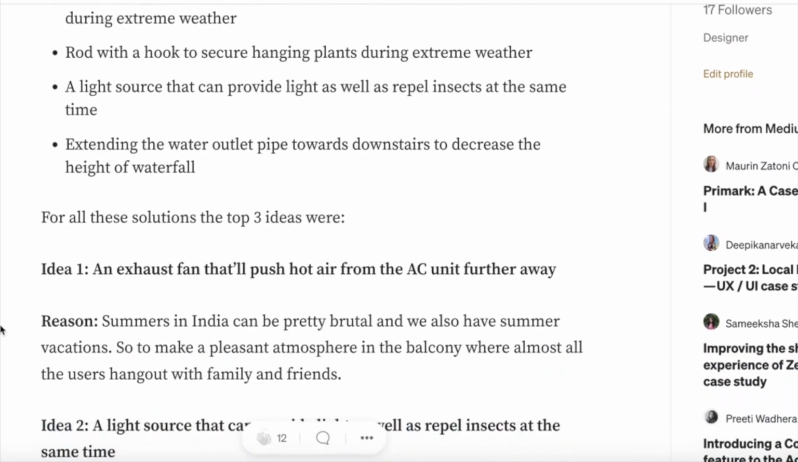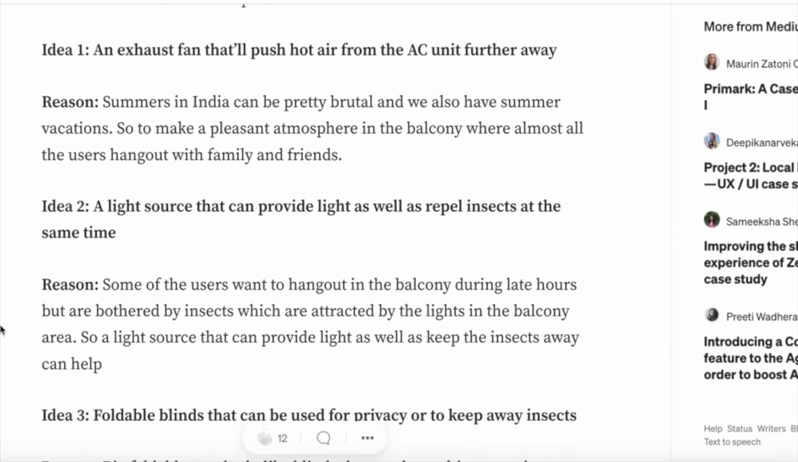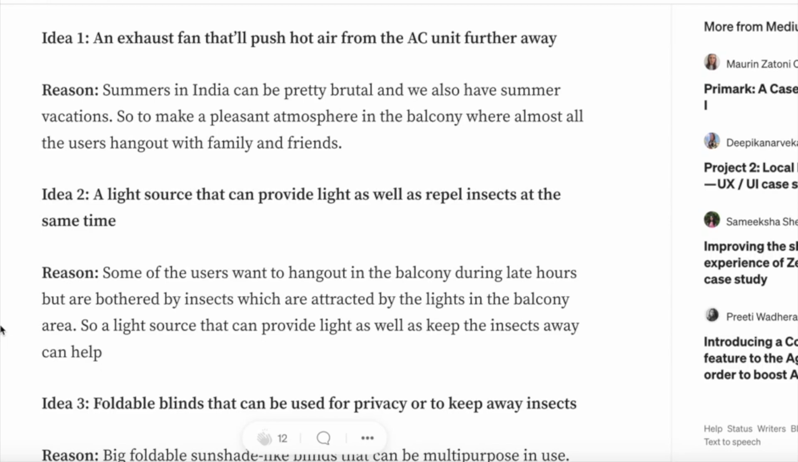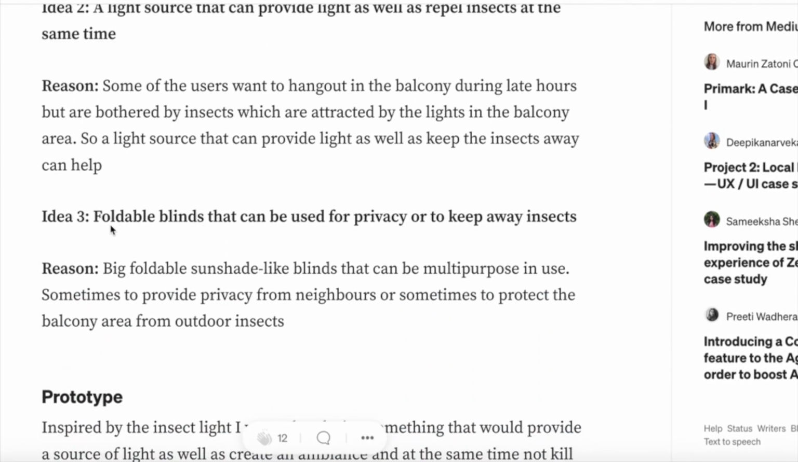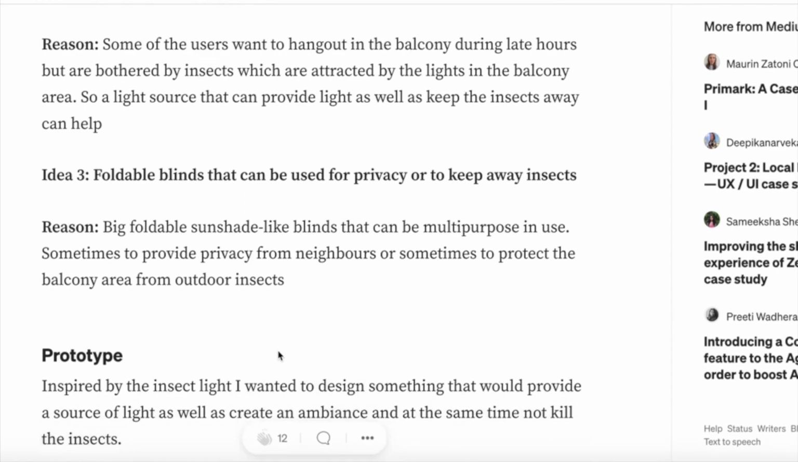The top 3 solutions were: number 1, an exhaust fan that pushes hot air further away from the AC unit. Number 2, a light source that can provide light as well as repel insects at the same time. Number 3, foldable blinds that can give privacy in the balcony area as well as keep the insects away.